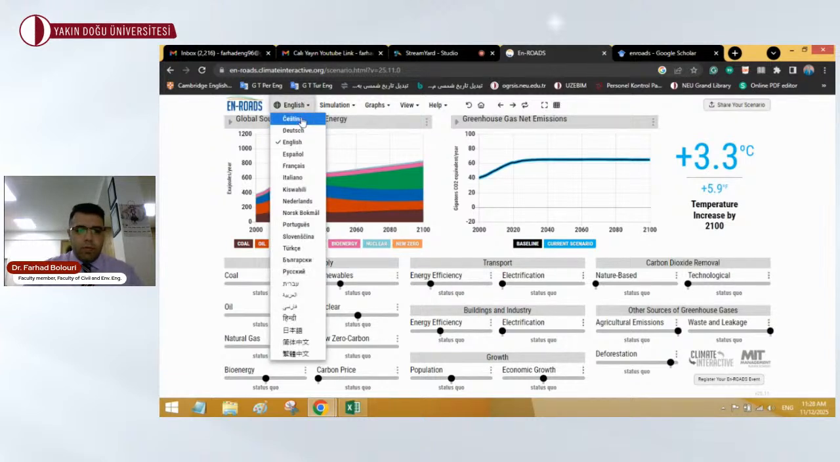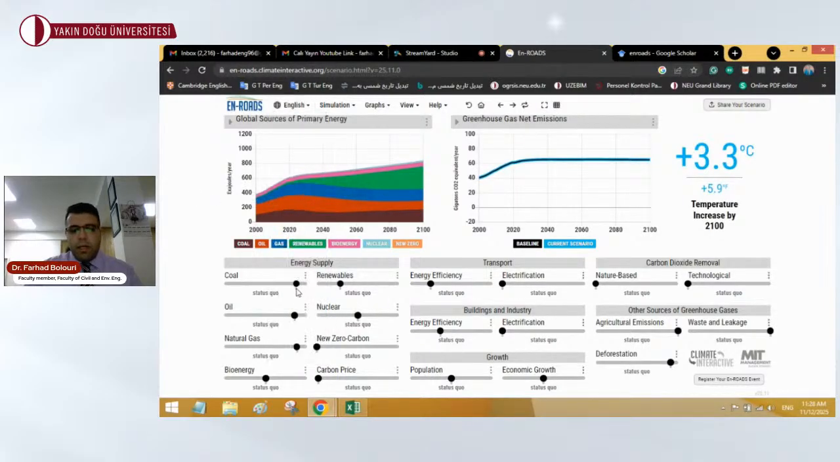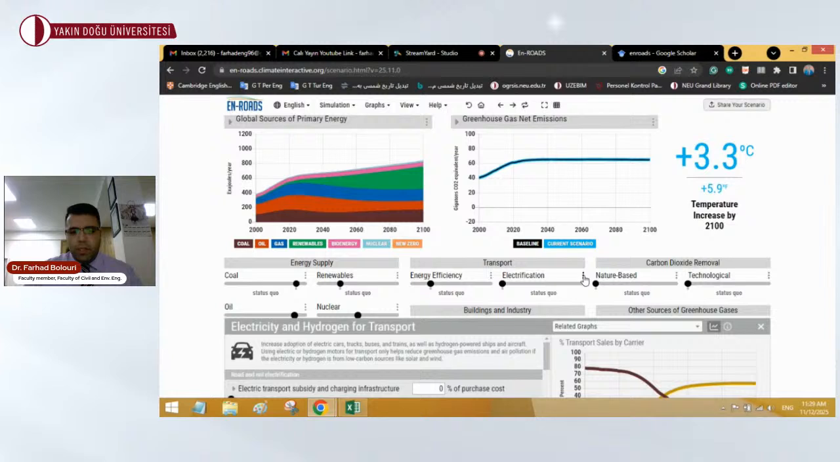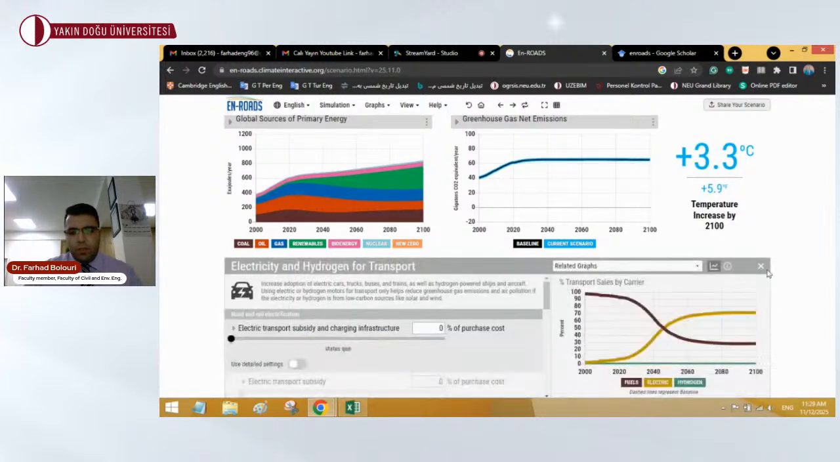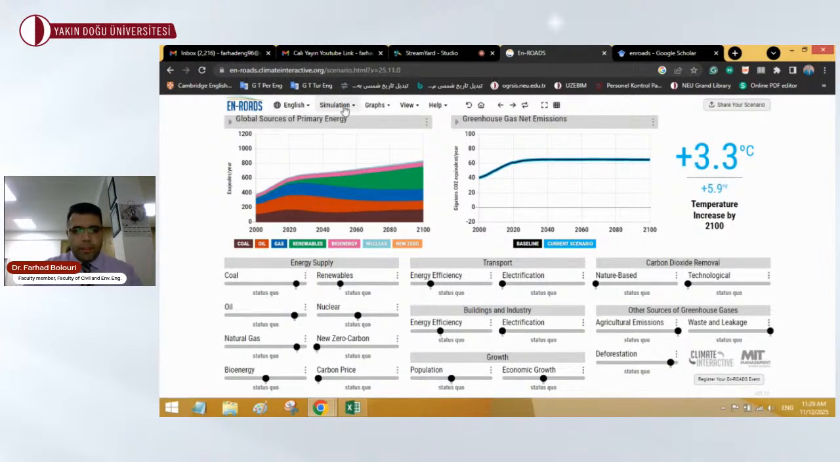First of all, we have different languages for this tool. The English one is the strongest one because everything is in English. If you want, you can change it to Turkish, Persian, or Chinese. But if we change the language, just this dashboard and some of these things will change. If you go to, for example, more information, it will not change and will be in English. You must know that.